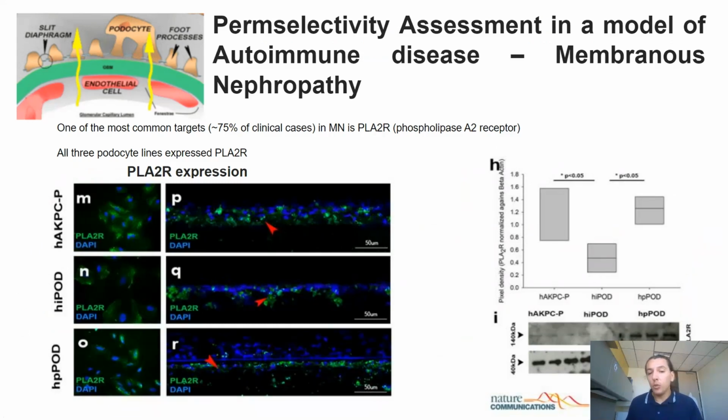The first thing that we wanted to confirm was that our podocyte lines were expressing PLA2R, and indeed, all the 3 lines were expressing PLA2R, that is the target that we have chosen. However, please notice that the immortalized podocytes that are in the center were expressing a lower amount of PLA2R, and this becomes important when we look at the results afterwards.